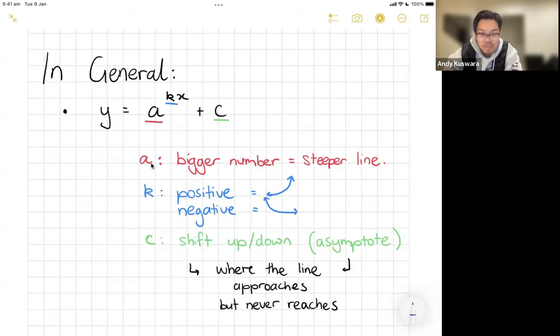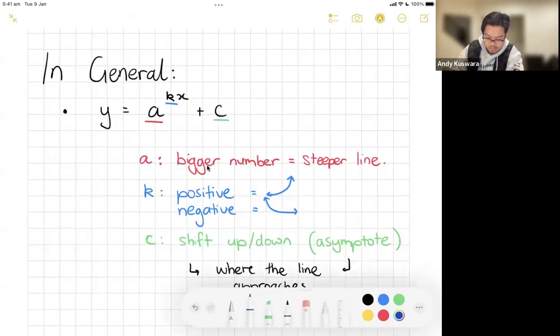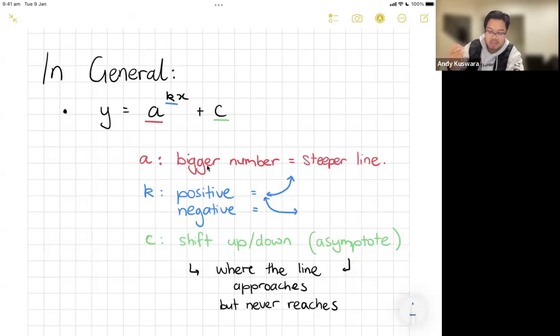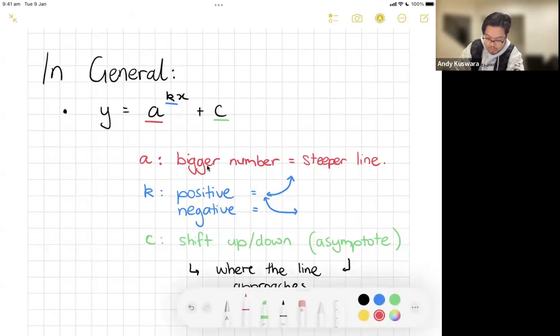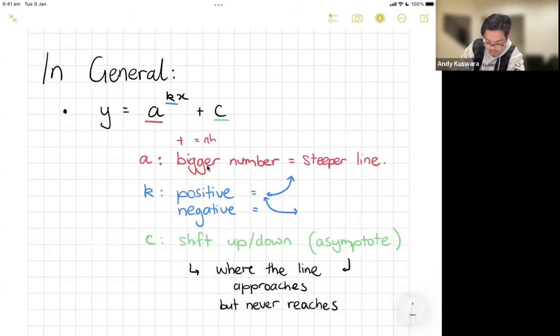So with this number at the front, what we noticed was with the base is the bigger the number, the steeper your exponential line becomes. Okay. So that's that. And it also talks about whether it's above the x-axis or below the x-axis. So I should probably write that down. I'll say positive equals above x-axis. And negative means below x-axis.